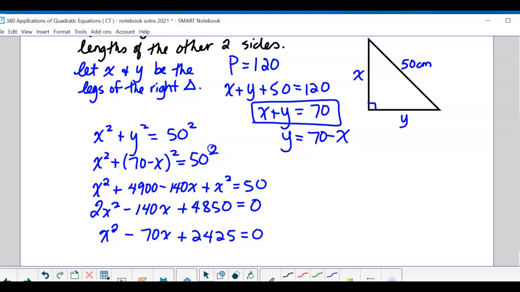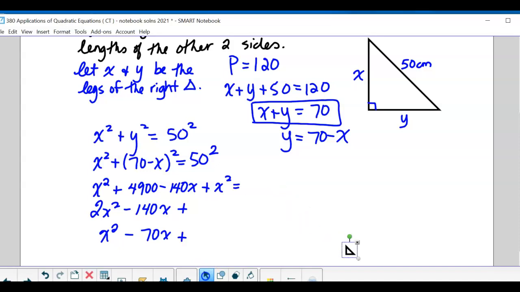Got to square the 50, so that's going to be here. And that's going to be 24. Right? And that's going to be 12.